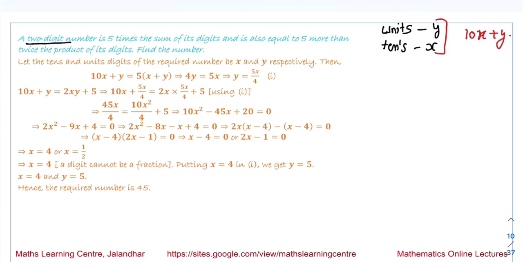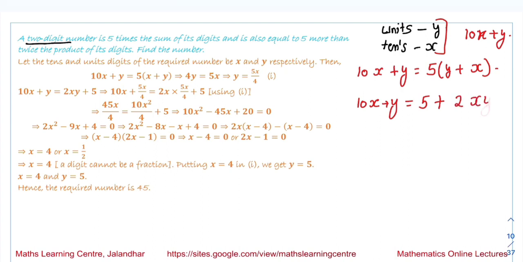Now it is given that a two-digit number is 5 times the sum of its digits. So this is the two-digit number and this is equal to 5 times the sum of its digits, and it is also equal to 5 more than twice the product of the digits.